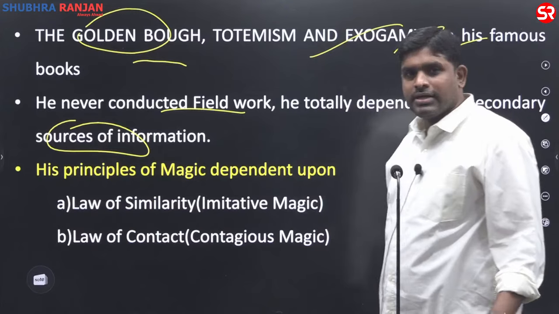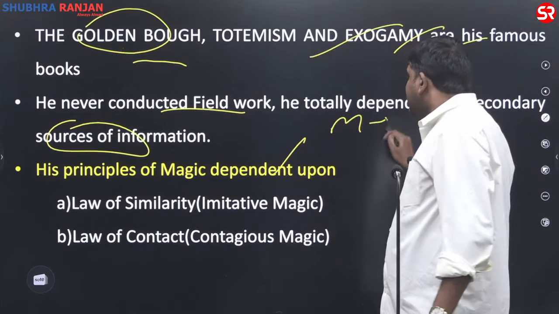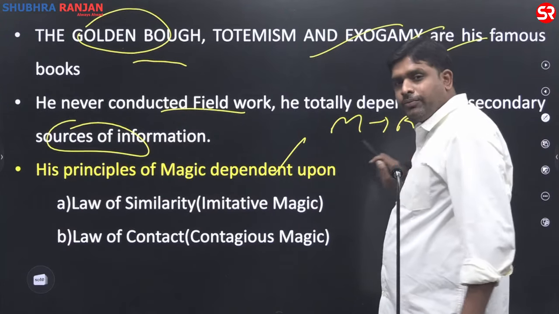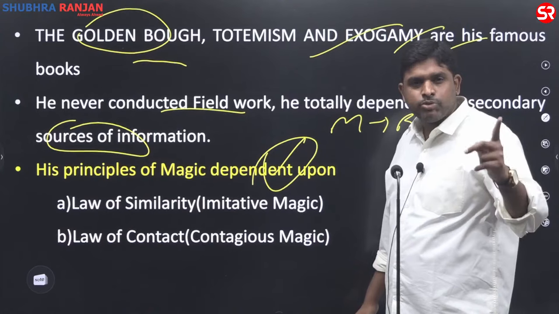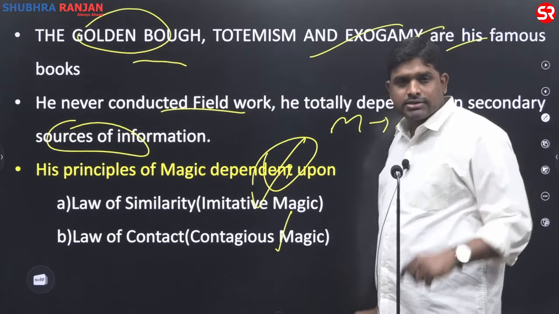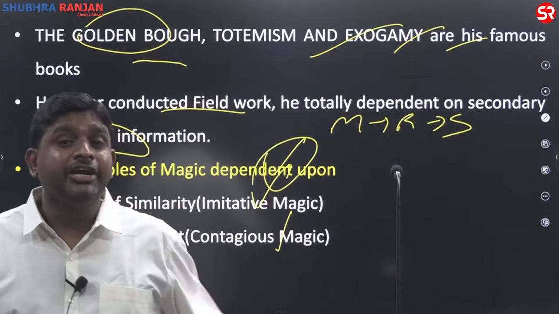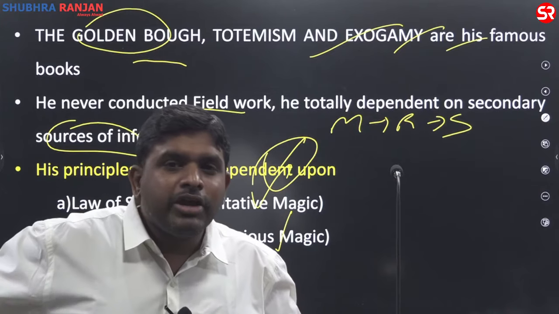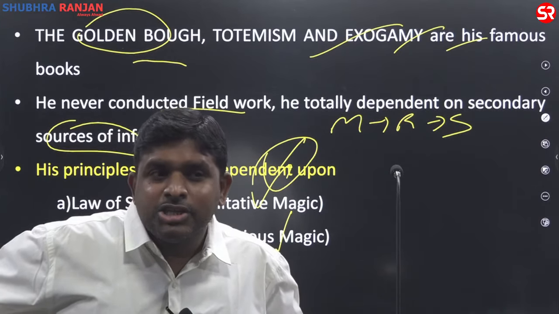But he gave his principles of magic. Why? Because he said magic evolved into religion, and religion evolved into science. His principles of magic depended upon two principles. One is called the law of similarity, the other is called the law of contact. How to do magic, he explained through these two principles.